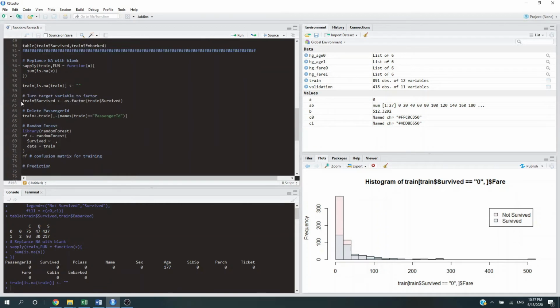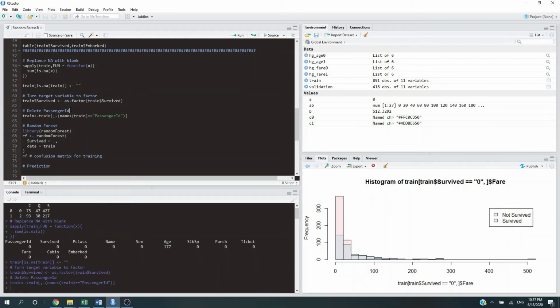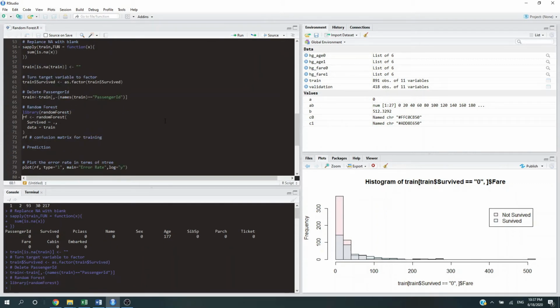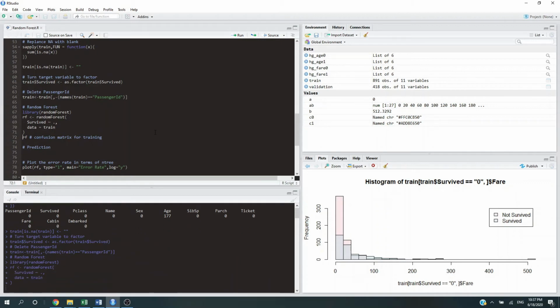And also, this is very important, you need to turn your target variable into a factor so that the algorithm knows it's a classification problem instead of a regression problem. Okay, last but not least, let's throw away our passenger ID column because it's just a series of ascending numbers and doesn't add any value to our algorithm. Okay, load our library randomForest, let's train the model.